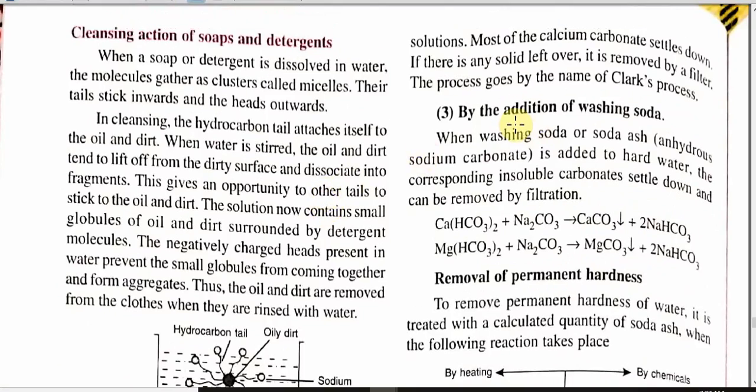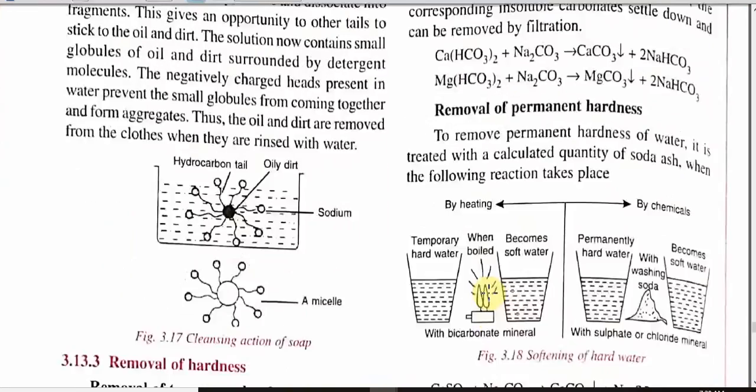Now the third is adding washing soda. You can see this is washing soda, that is sodium carbonate. Sodium carbonate reacts with calcium bicarbonate and magnesium bicarbonate. This is sodium carbonate, this is calcium bicarbonate, this is sodium bicarbonate, this is magnesium bicarbonate. As a result of this, the carbonates are precipitated. So we can remove the hardness of water.